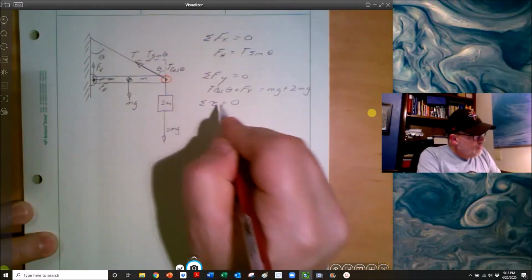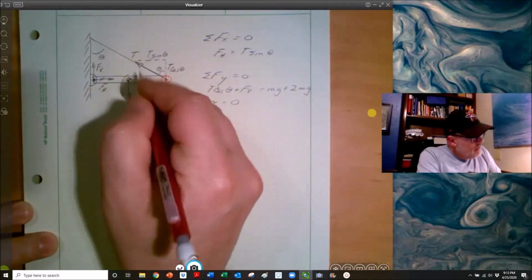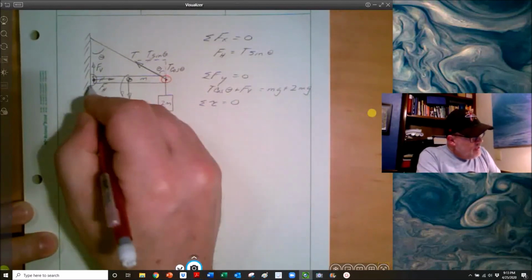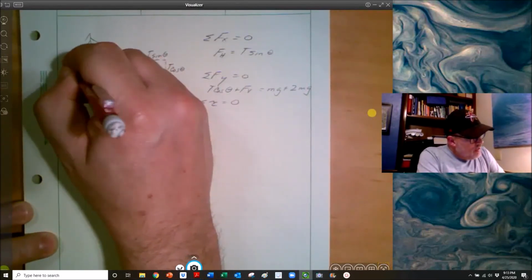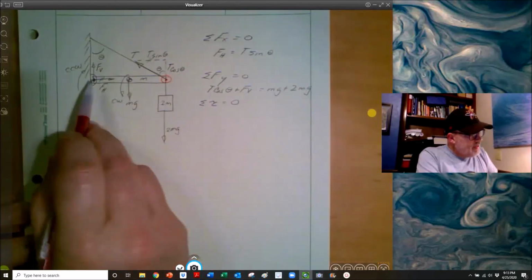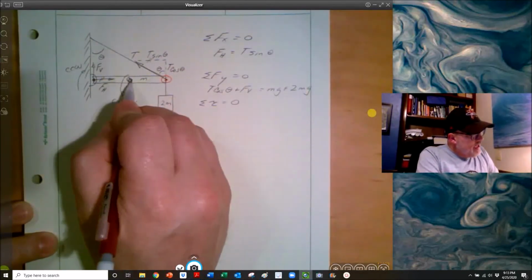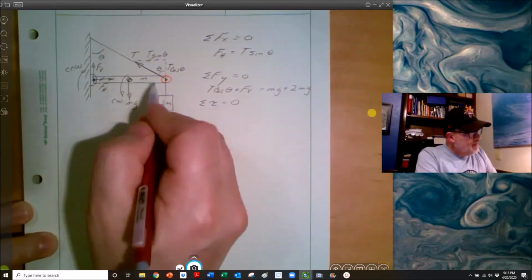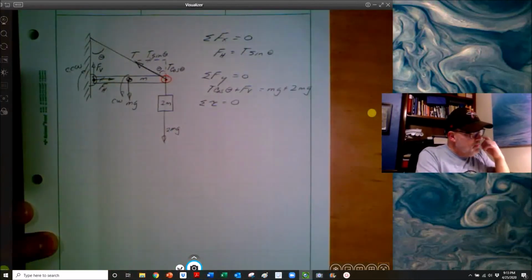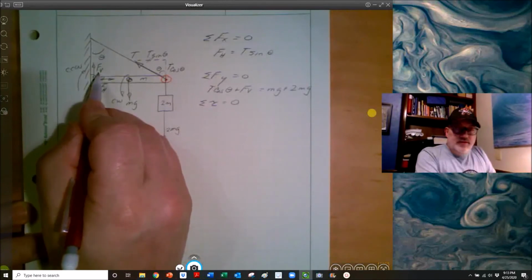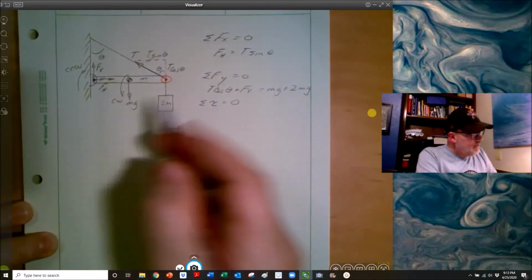So the sum of the torques equals 0. This one is torquing it clockwise, so this one must be torquing it counterclockwise. So it looks like I guessed correctly. And this one has a length of half the length of the beam, and this has a length of the full length of the beam. So that means this vertical force must be half the size of this one.